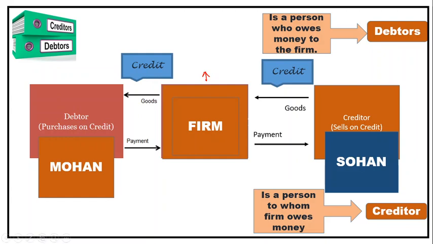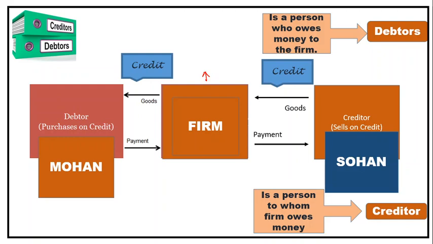Okay, so remember one more thing. Actually, debtor is a broader category. The list is given, and those people who owe money to the firm, that list is under debtors. So debtor is a broader category. Debtor represents all the persons who owe money to the firm. Creditors represent all the persons to whom the firm owes money.